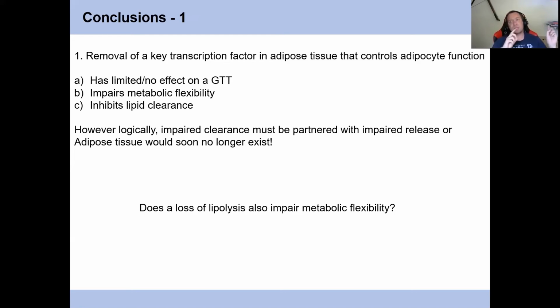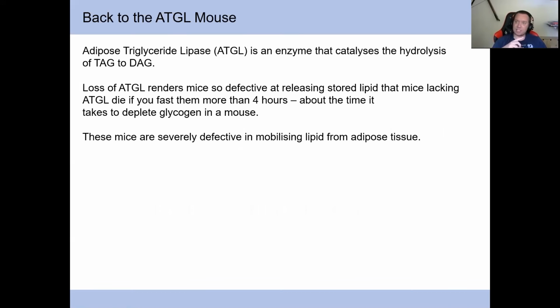And we know the gamma-2 has an impairment in lipolysis, but there's an interesting question here. If we, as a primary effect, block lipolysis, what does that do to our metabolic flexibility? So we go back to the ATGL mouse. I mentioned this earlier. This is the mouse that lacks this key lipase, which is necessary for liberating fatty acids from triglycerides. And a loss of ATGL renders mice so defective at releasing stored lipid that they will die in 4 hours once their glycogen runs out.